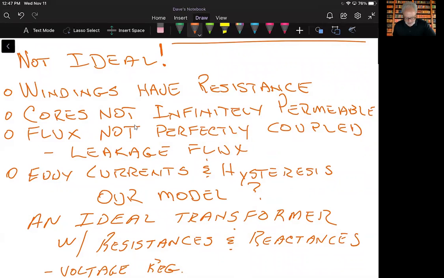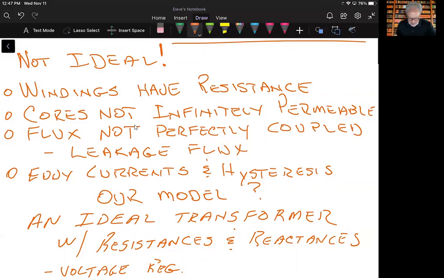The next important thing is that the flux produced by the primary is not perfectly coupled to the secondary side of the transformer. So there is what we would call leakage flux, this magnetic flux that is not used in the transformation process that we're going through. And then let's see, what else we got?